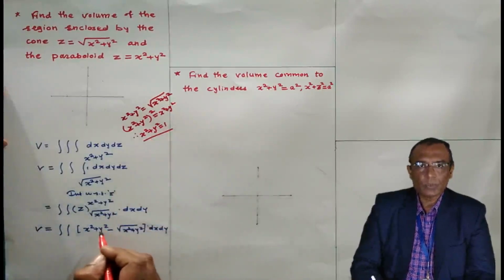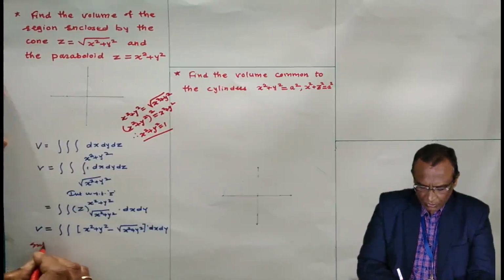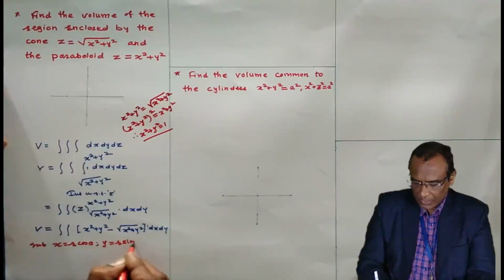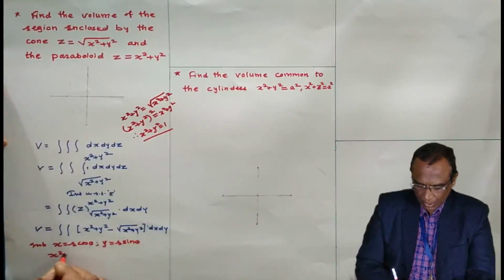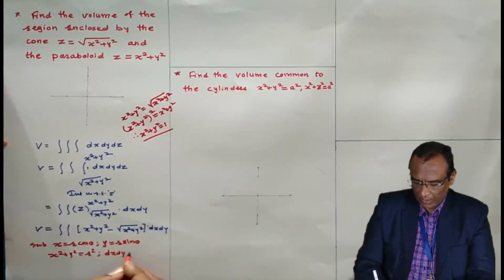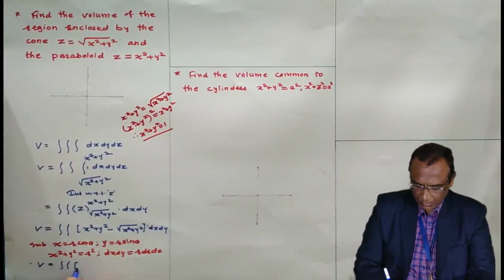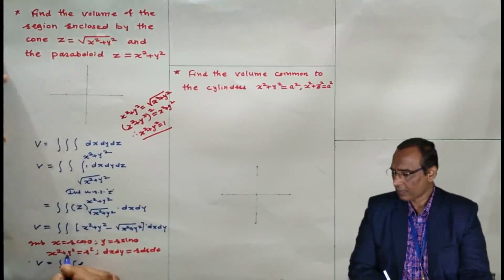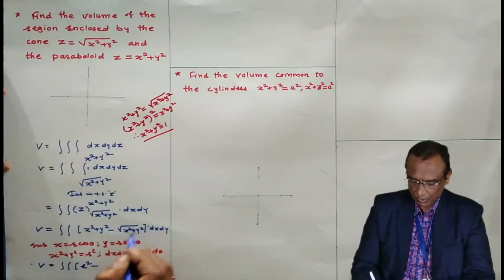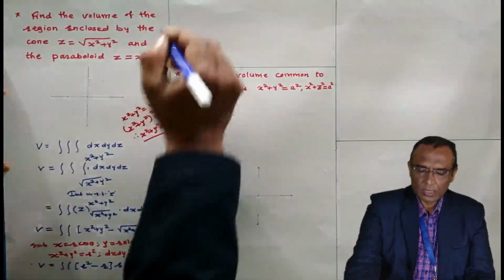So I am going to convert this into polar form. In order to convert into polar form, substitute x equals r cos theta, y equals r sin theta. Then x square plus y square is equal to r square, and dx dy consequently is r dr d theta. This integral becomes V equals double integral, under root of r square is r, and dx dy is r dr d theta. Now try to solve this integral.